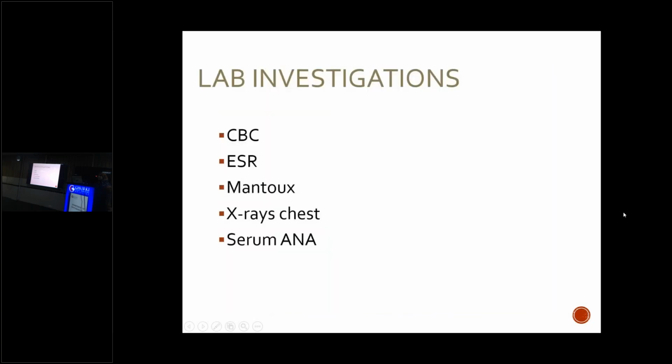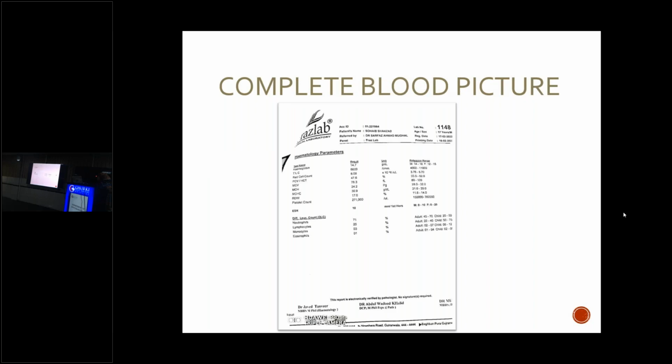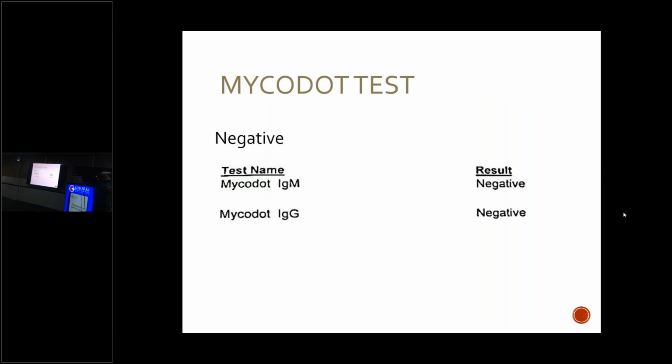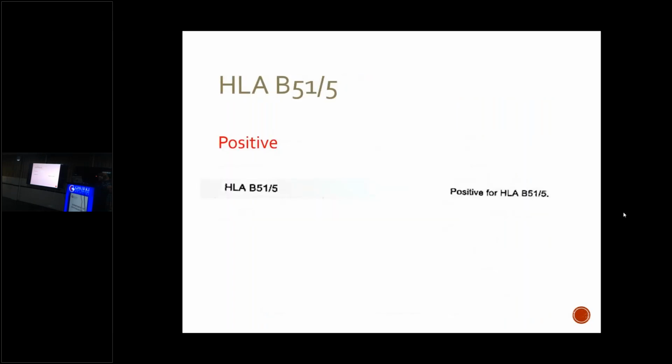Completing the clinical examination, we offered some lab investigations including CBC, ESR, Mantoux, chest X-ray, and serum antinuclear antibodies. For ocular investigation, we offered B-scan and OCT. His complete blood examination was normal. ESR was 16. Mantoux test was negative. Complete urine examination was also normal. With the help of rheumatologists, they advised a test, HLA-B51, and it was positive in our patient.